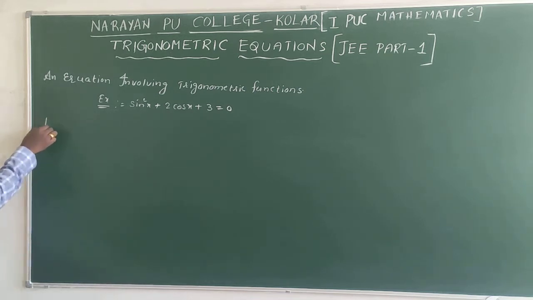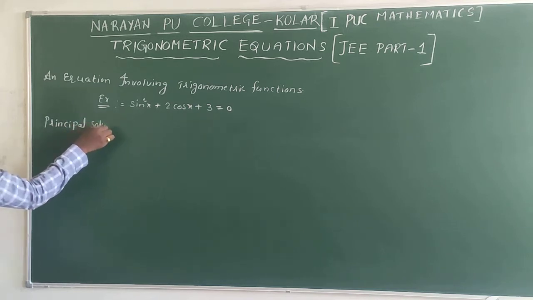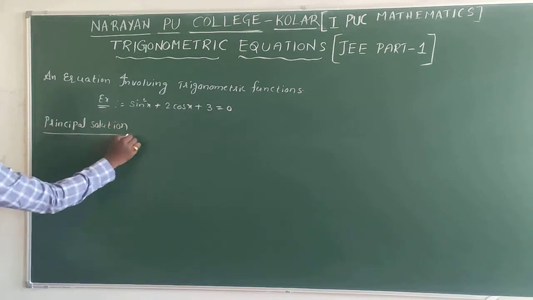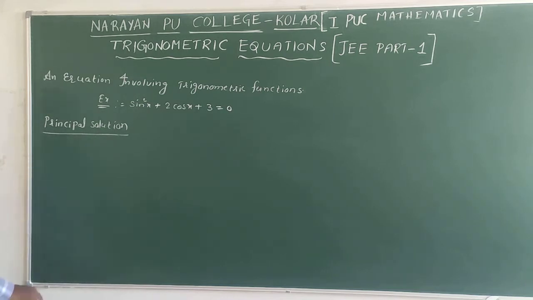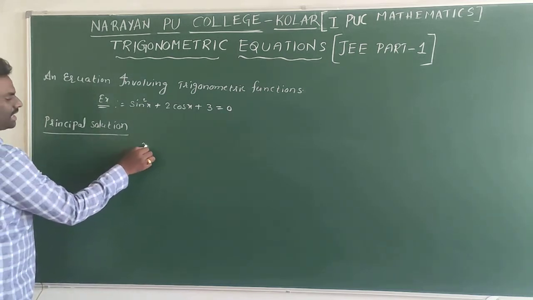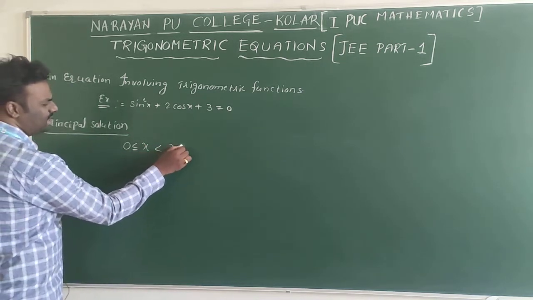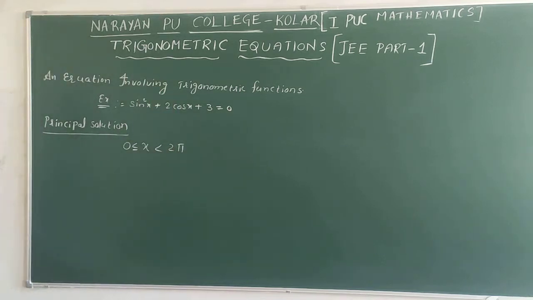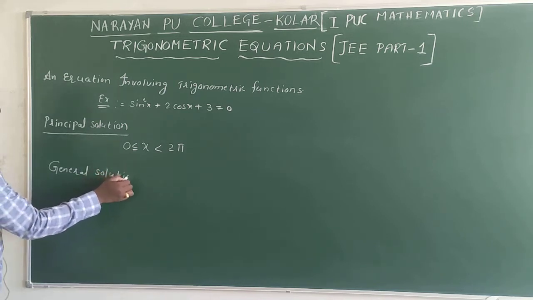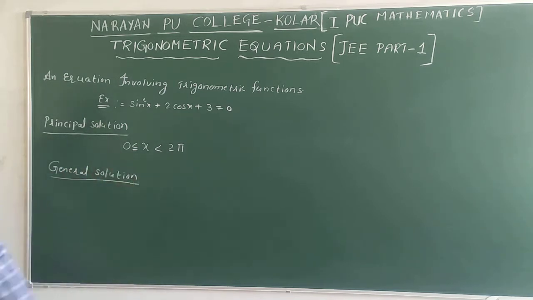Next, what is meant by principal solution? A solution for which the x value is between 0 less than or equals to x less than 2 pi. So that solution is called principal solution. Next, general solution. So it contains all the possible solutions.